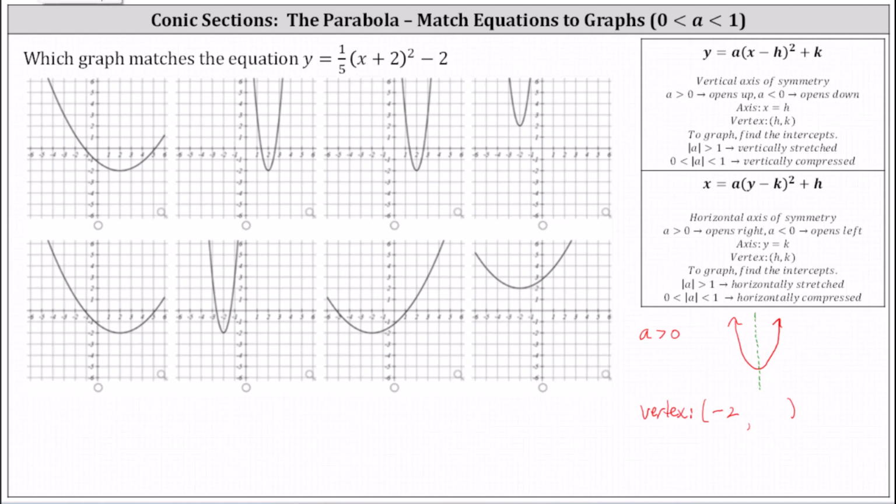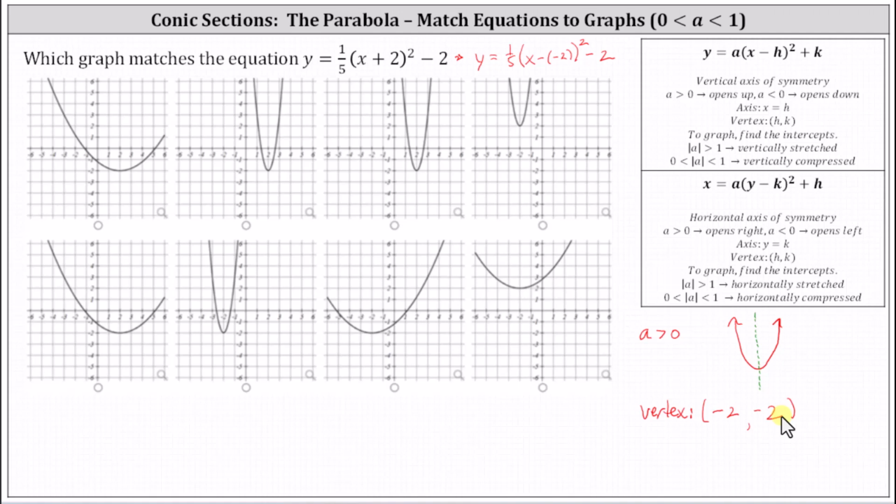If it's helpful, we could rewrite the given equation as y equals 1/5 times the square of x minus negative 2, where again x minus negative 2 is equivalent to x plus 2. And then of course we still have minus 2. And then the value of k, because we have minus 2 on the end, is negative 2. Negative 2 is the y-coordinate of the vertex. Now we know we're looking for a parabola that opens up and has a vertex of negative 2 comma negative 2. Let's narrow down our choices.